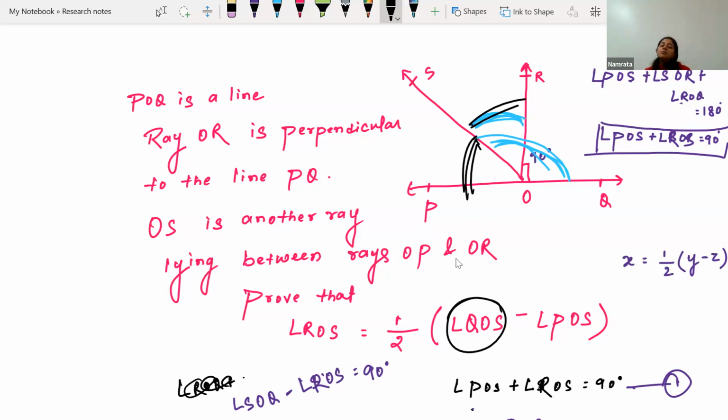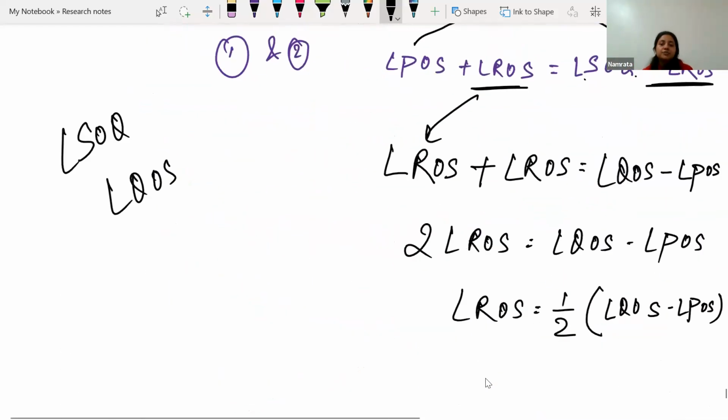Now if we focus on the proof part, here we can see angle QOS is also there, the complete angle is also there. So we are trying to make one equation where the other side will be 90. So the complete angle minus this much part will be 90. And when we compare both the equations, we get the required proof. Is it clear to both of you? Yes. Let's move ahead.